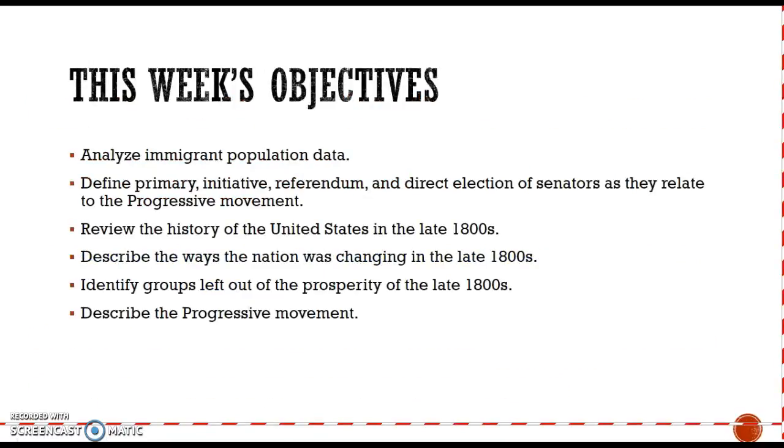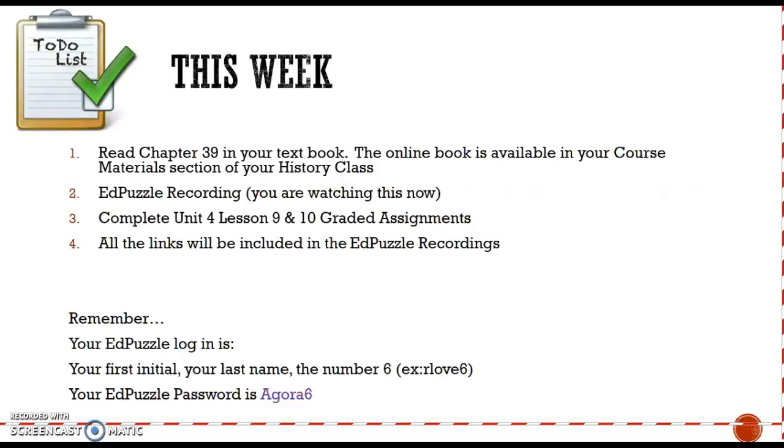So here's the things that we're going to cover this week for history class. We're going to talk about immigrant population. We're going to talk about some things that changed during the late 1800s and early 1900s as far as the way that we elect senators and our voting process, and just some general information about our history and the progressive movement at that time. So here's your to-do list.